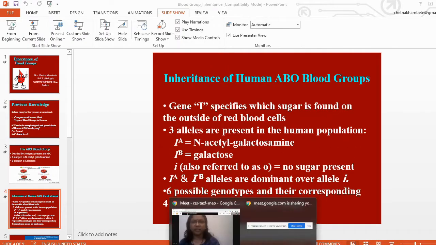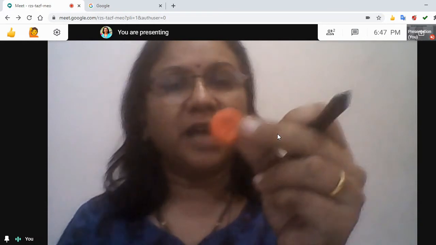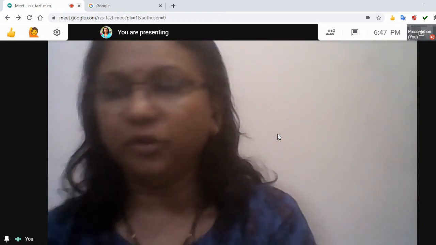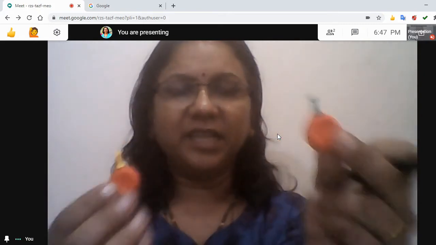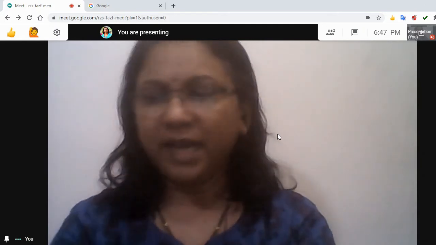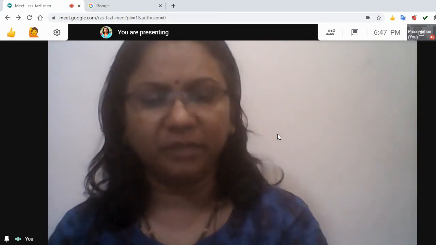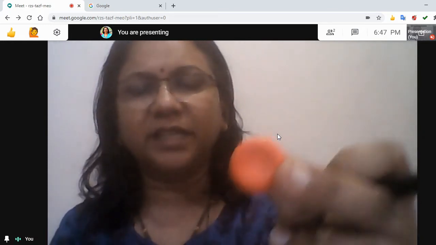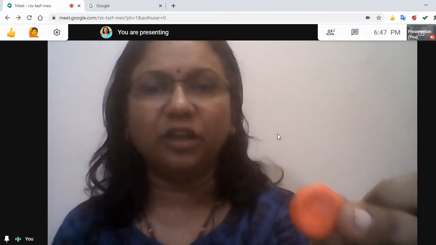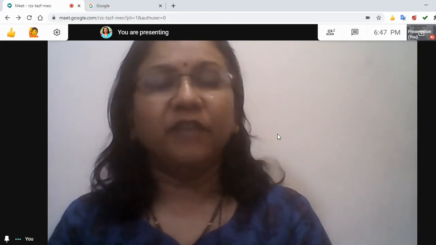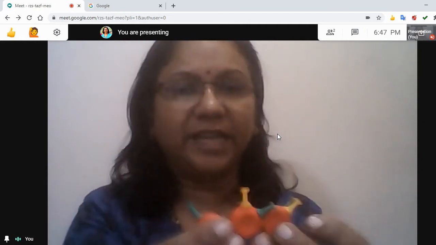Actually this is only the RBC, and I have told you that suppose this green one is the A antigen and this one is the B antigen, then this is the A blood group, this is the B blood group, and if both are present together, then it will be the AB blood group. And in case there is no antigen present, then it will be only the O blood group, that means no antigen is present on the surface of RBC. But we have to think about how the presence or absence of antigens is decided.